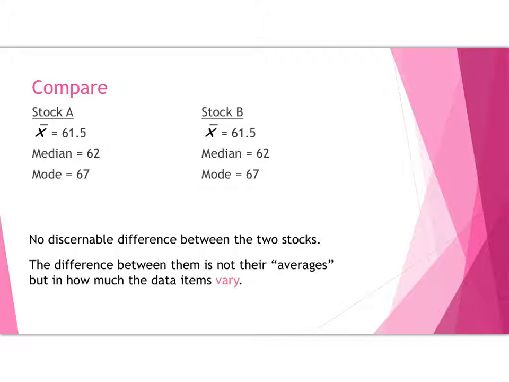When I do that, I get the exact same answers for the mean, the median, and mode. What that means is, if I look at my two stocks, even though they don't look like they perform the same way, they are centered in the same place. So the difference between the two stocks is not going to be where their centers are, but in how much the data items vary.